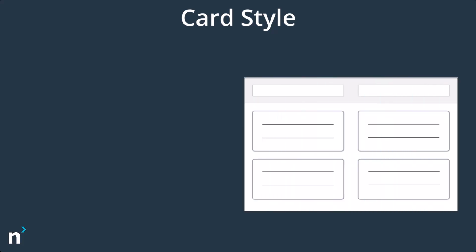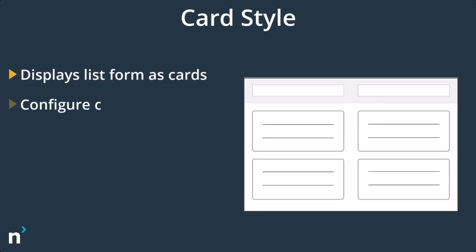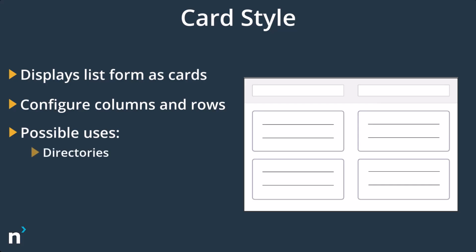The card style displays records within the list form as cards, instead of the traditional row format. Fields can be configured in columns and rows for each card. Some possible uses for this include a directory application, internal catalogs, or company calendars.